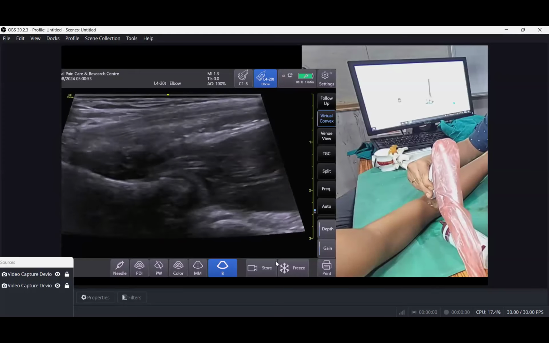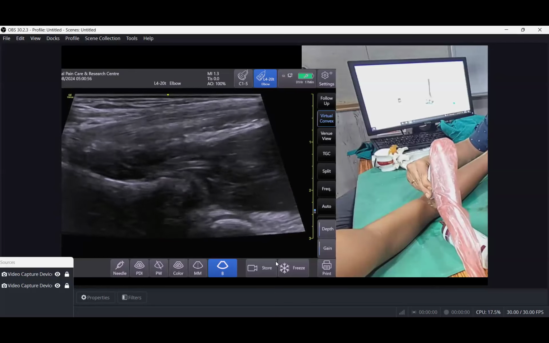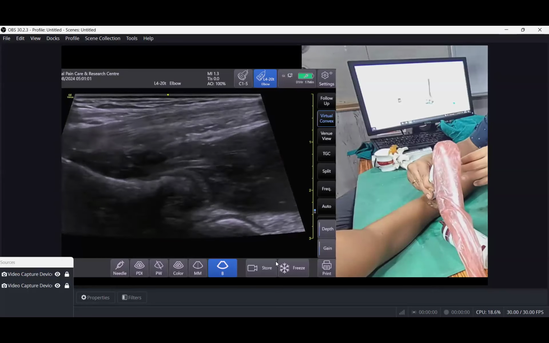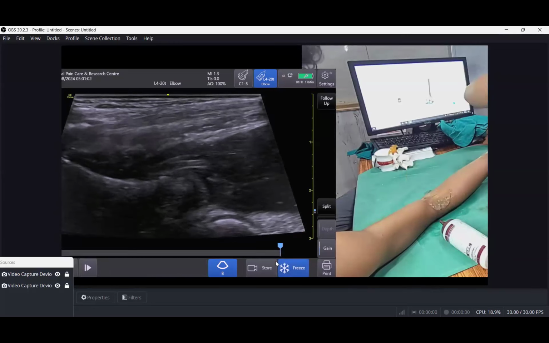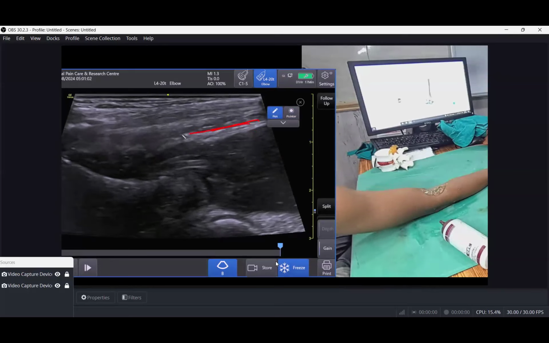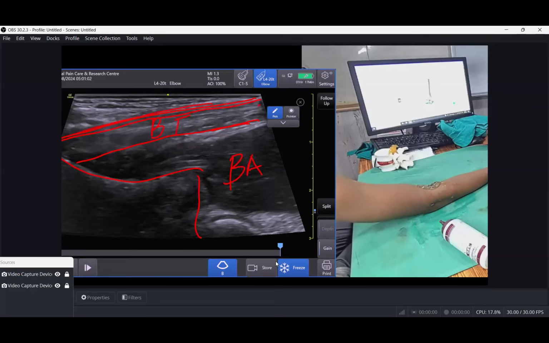Let's make it more nice. Are you talking about this view? This one is the radial head getting attached. This muscle is the brachialis muscle, and this one is the biceps tendon. This is the biceps tendon getting attached to the radial tubercle. Below this is the brachialis muscle. So it is similar to this.